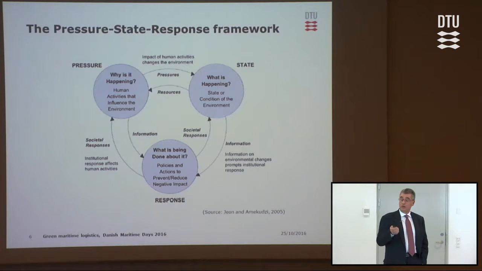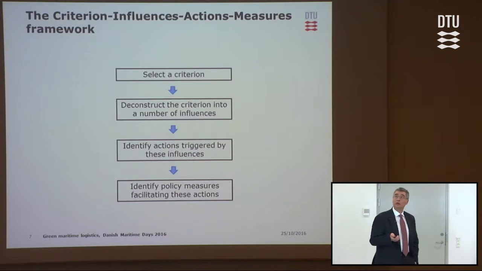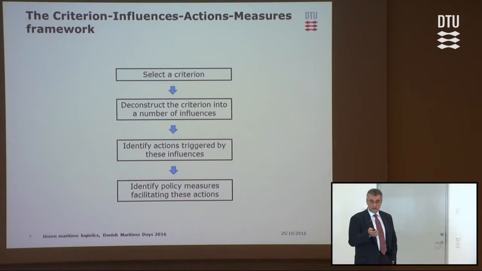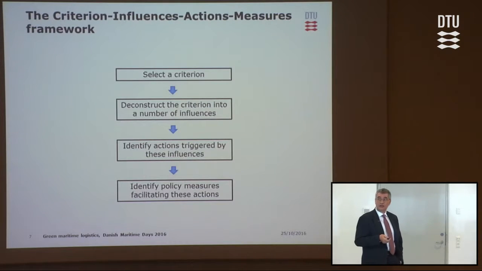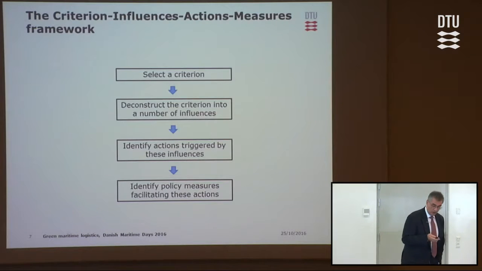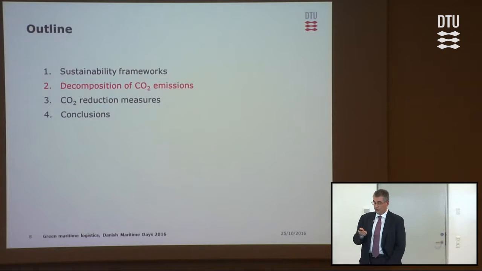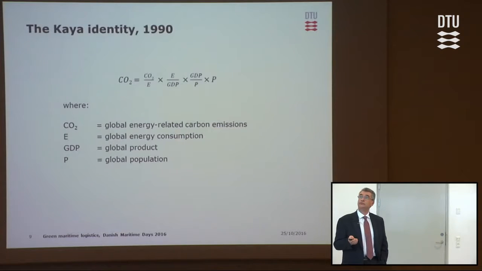Now, one particular type of this kind of framework is the one called Criterion, Influences, Actions and Measures. Basically, it consists of four steps: select a criterion, which in our case is the CO2 emissions, then deconstruct the criterion into a number of influences, and based on these influences, we identify actions and then policies that facilitate these actions. And this brings us to the decomposition of the CO2 emissions, which is our criterion.